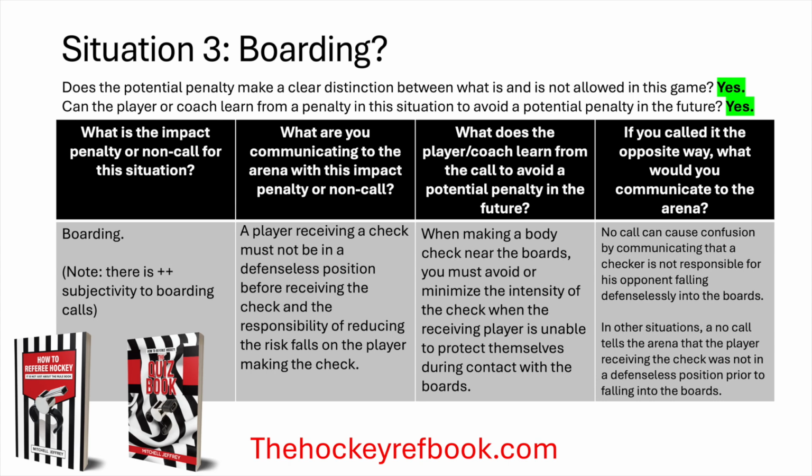What can the player who made the check do differently next time to avoid this penalty? They need to identify that their opponent is in a defenseless position, and then they need to adjust their strategy to avoid the check, to reduce the intensity of the check, or to find another way to battle for that puck that does not involve the opponent being thrown into the boards from that defenseless position.